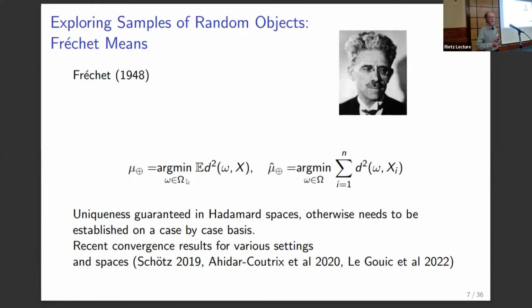And there is one thing to say: it is not necessarily unique. We don't know how big or small this set is, right? So you just have to minimize, and the argmin is a set. If you are lucky, it's just one element, but it can be many. It depends on many features. It depends on the space and on the distribution on the space of your X, the sample data. The empirical version is here. And one thing we know is that if the space is a Hadamard space, that means non-positively curved, then we can have a unique minimizer. Otherwise, it depends. You have to establish it case by case. And this is also a very active area, namely to study the convergence of certain estimates of the Fréchet mean to the target.